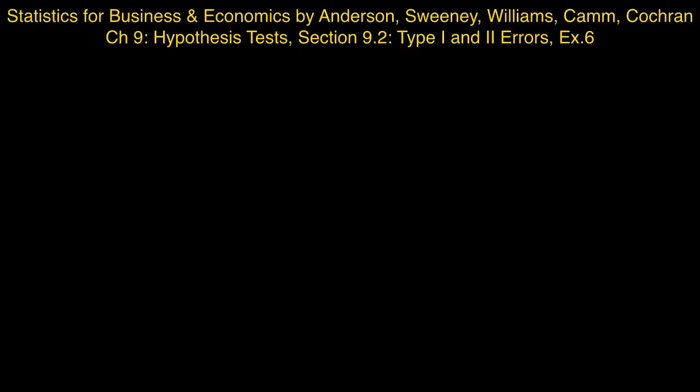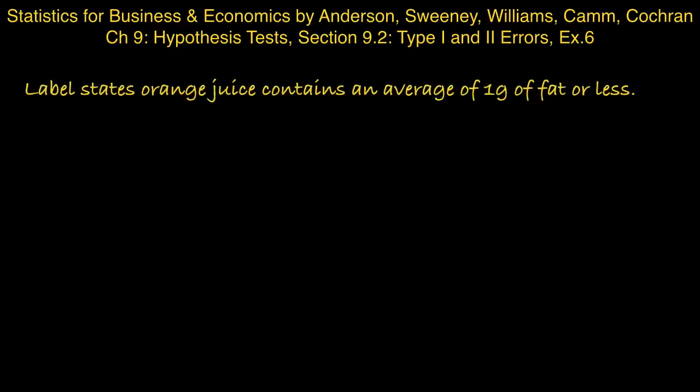The label on a 3-quart container of orange juice states that the orange juice contains an average of 1 gram of fat or less. Answer the following questions for a hypothesis test that could be used to test the claim on the label. Part A. Develop the appropriate null and alternative hypotheses.